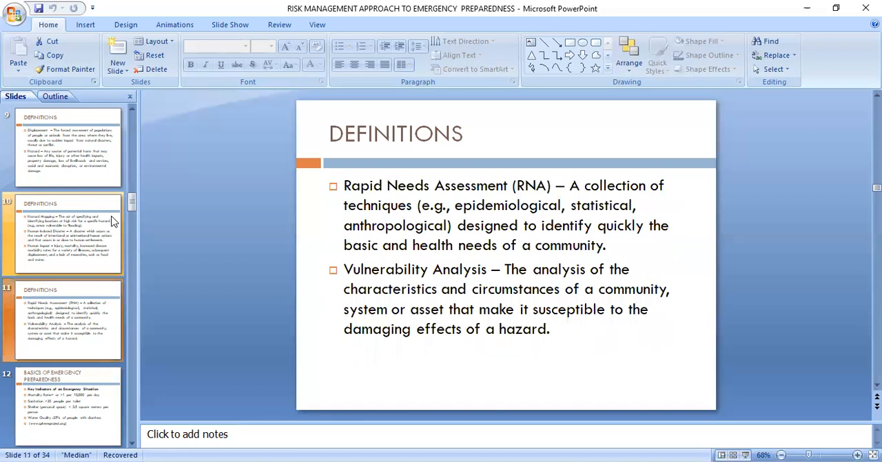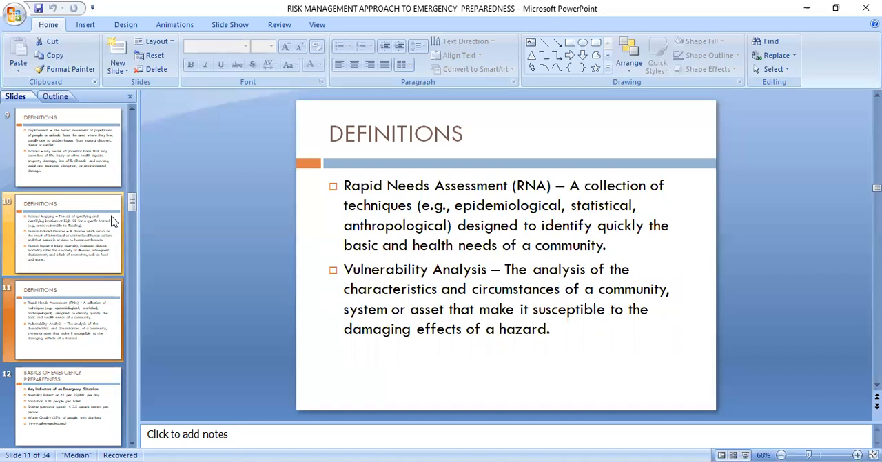Then we have rapid needs assessment, a collection of techniques designed to identify quickly the basic and health needs of the community. Right, first responders are very, very important in an emergency. So the first responders will be able to assess the situation and determine what people really need. Maybe they need water, some people may need counseling, some people may need to be moved immediately to the hospital. So first aid. All those needs are identified during the rapid needs assessment.